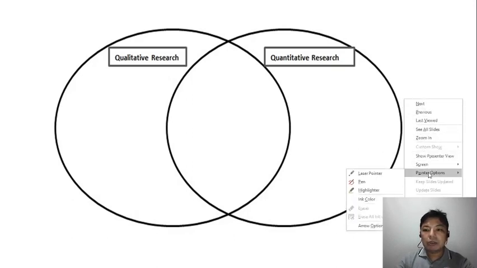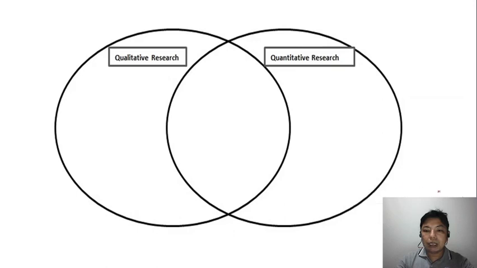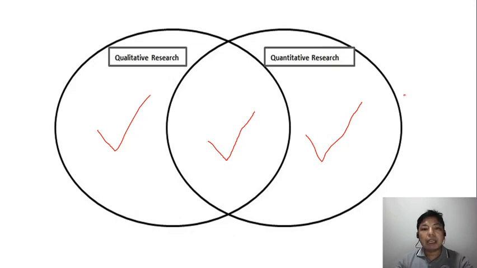So what you're going to do is write the characteristics of qualitative research here and the characteristics of quantitative research here. Okay, after doing that, you are now going to write the similarities of qualitative research and quantitative research on this space. Okay, so you can pause this video, do this activity, and then we'll proceed with the next activity.